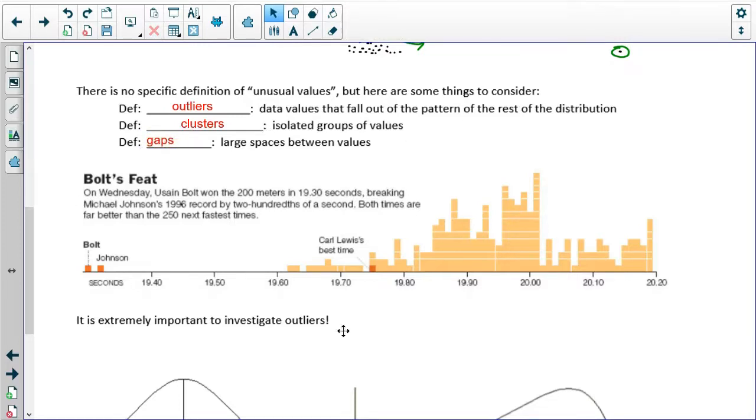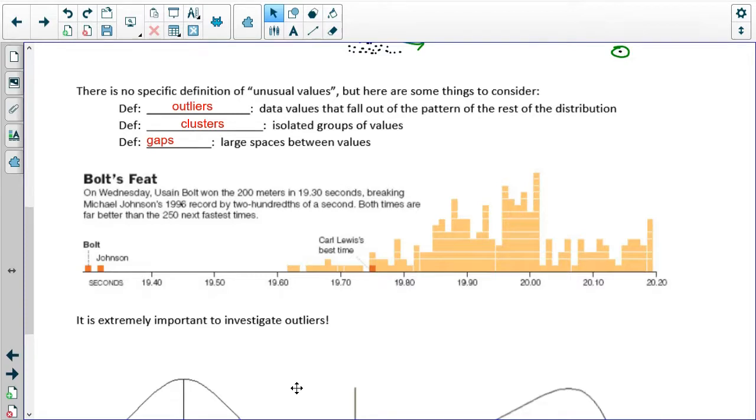So if we look at this data about the fastest times that are winning races, basically, times that win races, Usain Bolt and Michael Johnson were way, way to the left. There's a giant gap. So the gap is the large space between values. And then if we had maybe four or five data points over by Bolt and Johnson, we would call that a cluster. Right now, they look like outliers. They're far away from the pattern of the rest of the distribution.